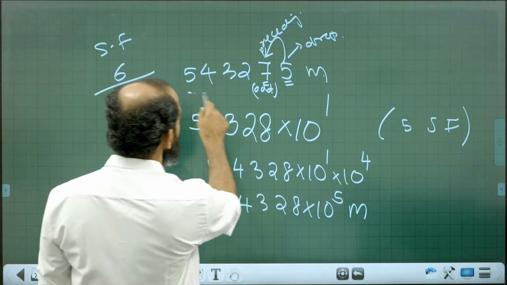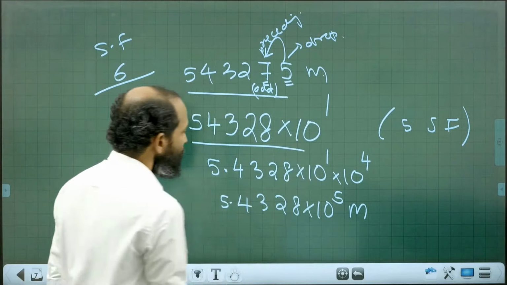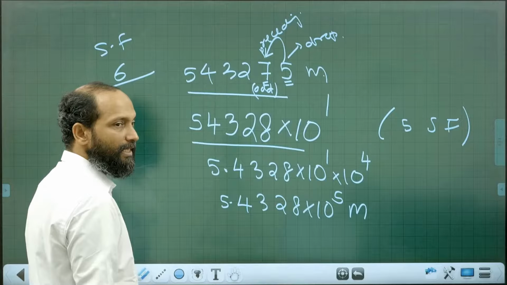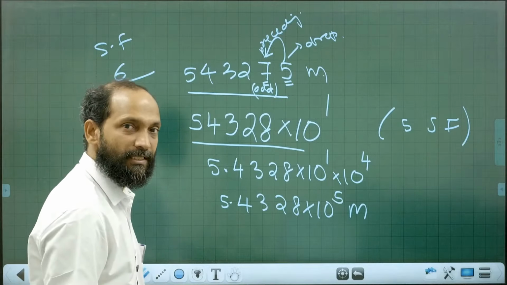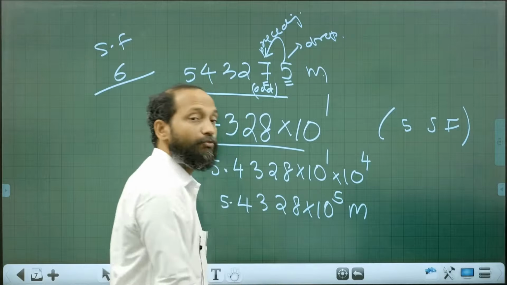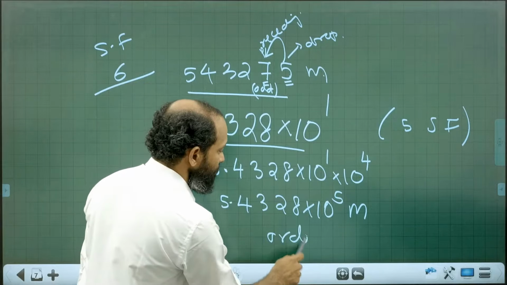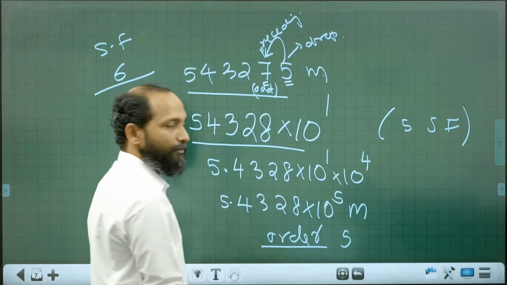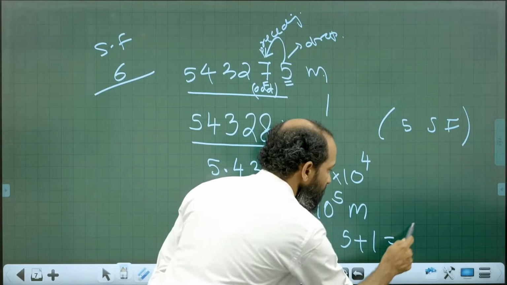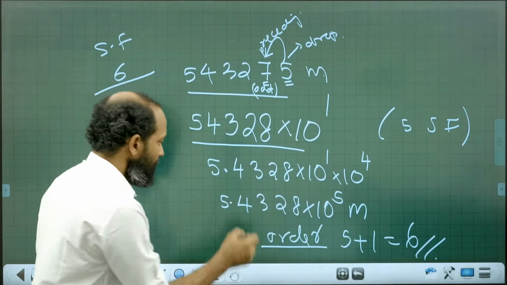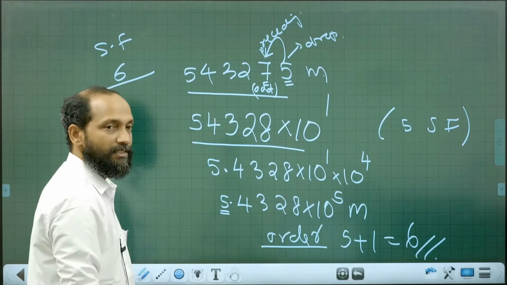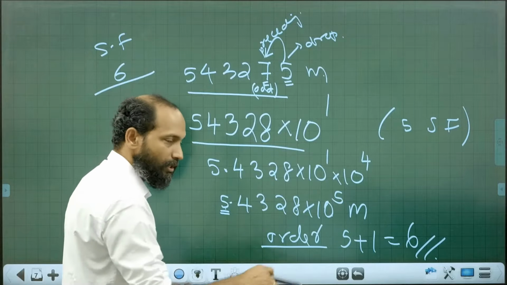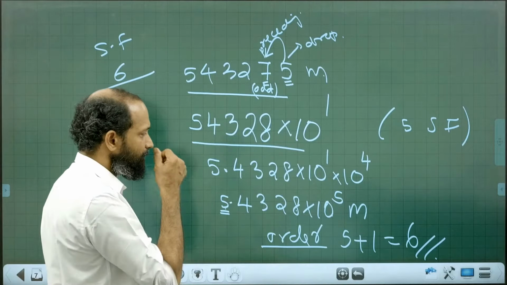You should not express it like this. You should only express it in scientific notation. Now it is scientific. When it is expressed in scientific notation, you can find the order of magnitude. What is the order of magnitude? The order of magnitude of this number is not 5. It should be 5 plus 1, that is equal to 6. Because the most significant digit is 5 followed by not all zeros, then you round it off to the next digit.